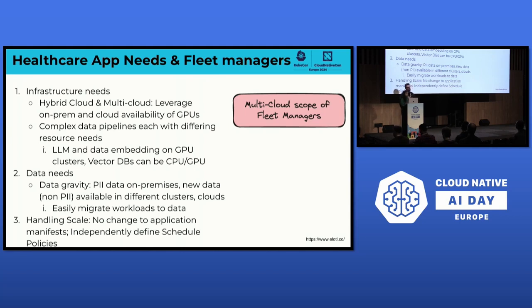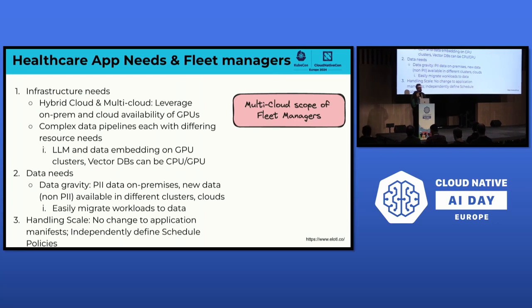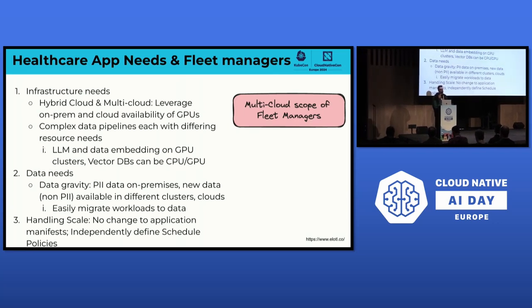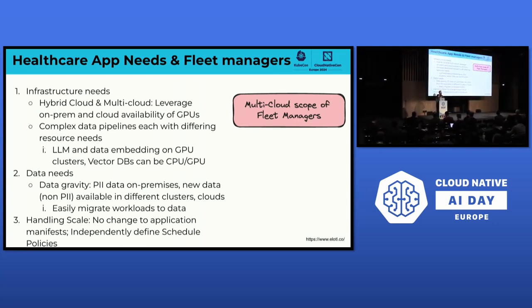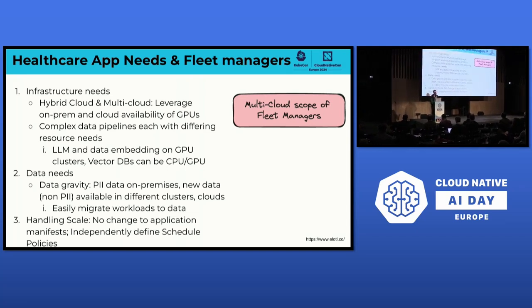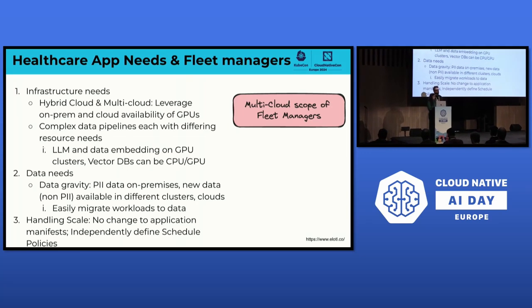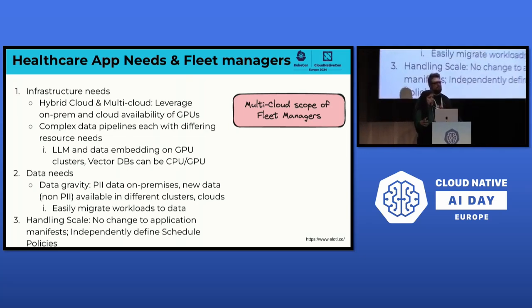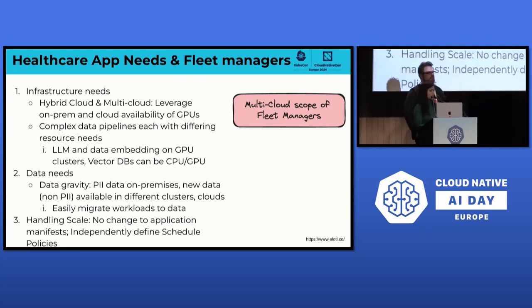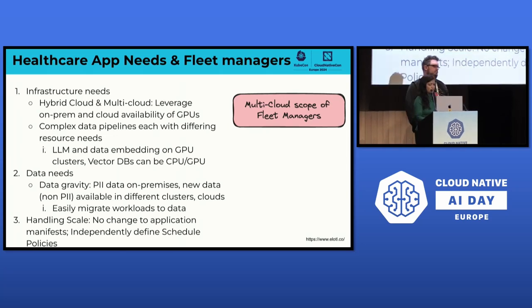Secondly, complex data pipelines have different components, and each of them has differing resource needs. For example, your LLM and data embedding would need GPU clusters, whereas your vector databases can be CPU or GPU, depending on the sophistication of the similarity search algorithms you choose to use. And these change over time. You could have certain needs in Q1, and in Q2 things have changed, and you want to be able to independently define scheduling policies that make these changes to the type of resources you have available.